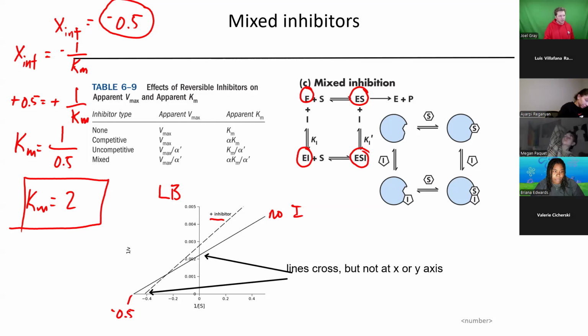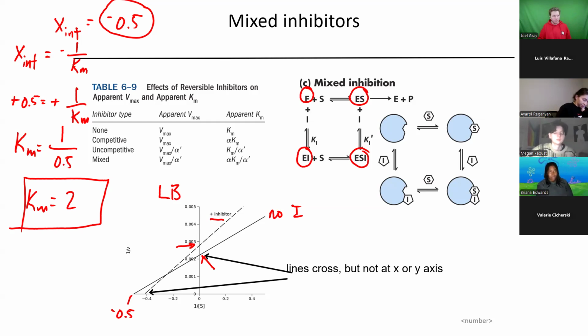In the presence of my inhibitor, same thing. Negative 0.4 is equal to negative 1 over Km. And therefore, my Km is 2.5. I would do the same thing for my Vmax. Well, this would be 0.0024 or something like that. And then that y-intercept is going to go up.